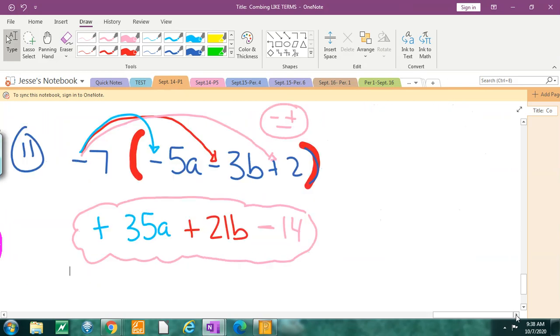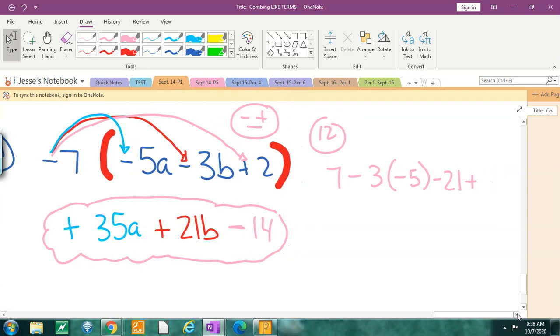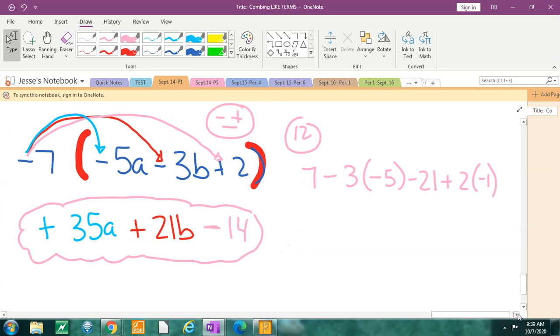And then the last one, okay, number 12, I changed it up. Let me put it right here. The last one is 7 minus 3 times negative 5 minus 21 plus, let me go ahead and write it over here. Sorry, I need more room. Plus 2 times negative 1. So this is where some kids are a little confused. Remember, you have to do the multiplication first. So it's not 7, negative 3, negative 5, do the T chart. No, you have to do the parentheses, right? Well, this negative 3 times negative 5. That's what you got to do first.